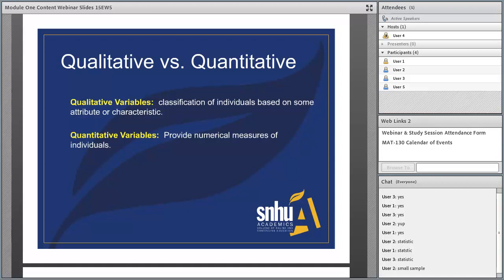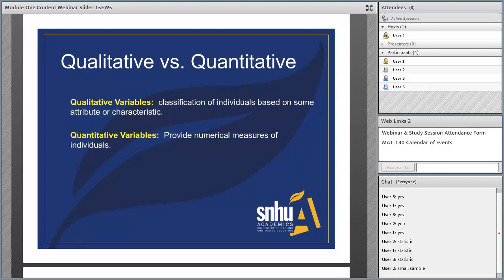Okay. So now we'll talk about different types of variables, different types of data. The first thing that we're going to be looking at is qualitative data versus quantitative data. So qualitative variables are, it says, classification of individuals based on some attribute or characteristic. Okay, so it's a little bit easier to think about what quantitative is and then say that qualitative is everything else. But you can remember qualitative is just different characteristics. Whereas quantitative, right, think of the word quantity. Quantity is a number. Quantitative variables provide a numerical measure of individuals.